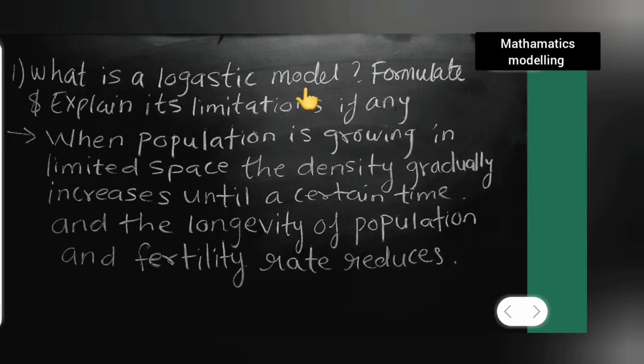What is a logistic model? Formulate and explain its limitation, if any. When population is growing in limited space, the density gradually increases until a certain time, and the longevity of the population and the fertility rate reduce.